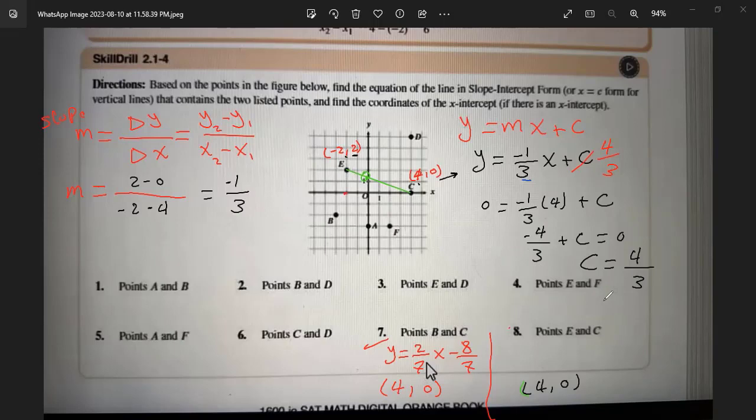Okay. So this is the last question we have. Y equals negative a third of x plus 4 over 3. I hope all is clear.